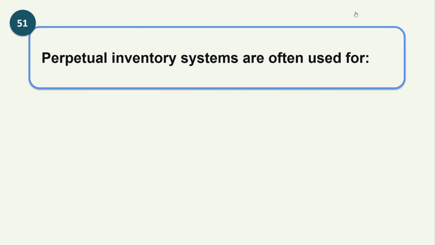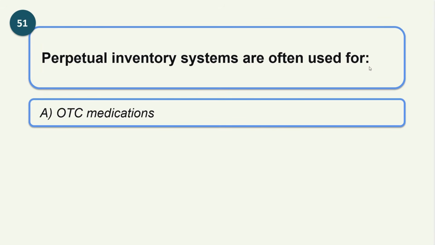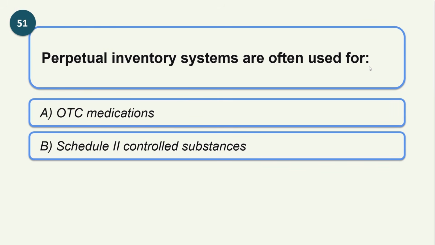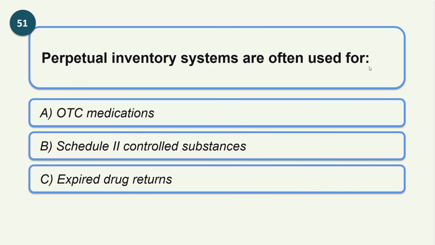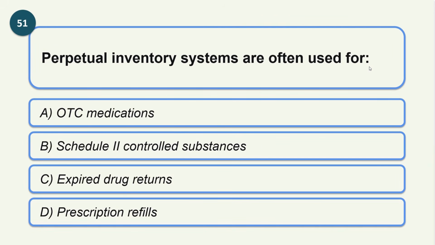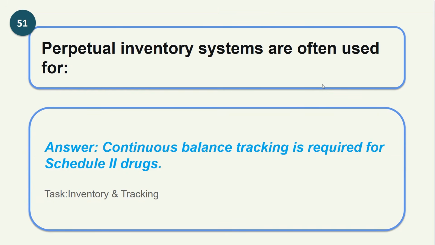Perpetual inventory systems are often used for A. OTC medications, B. Schedule II controlled substances, C. Expired drug returns, and D. prescription refills. Correct answer is Schedule II controlled substances. Perpetual inventory continuously tracks the balance of the medications and therefore that is required for Schedule II drugs.